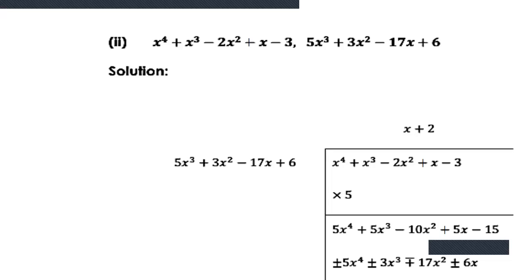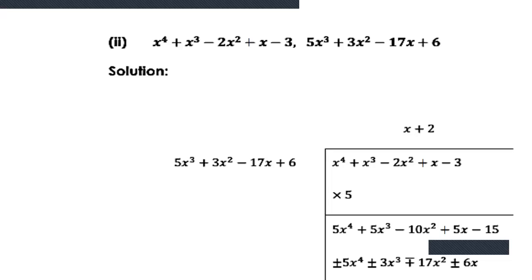So what should we multiply to get 5x power 4? Here is 5x cube and here is 5x power 4. We will multiply this by x, all the terms, that will be equal to 5x power 4 plus 3x cube minus 17x square plus 6x.